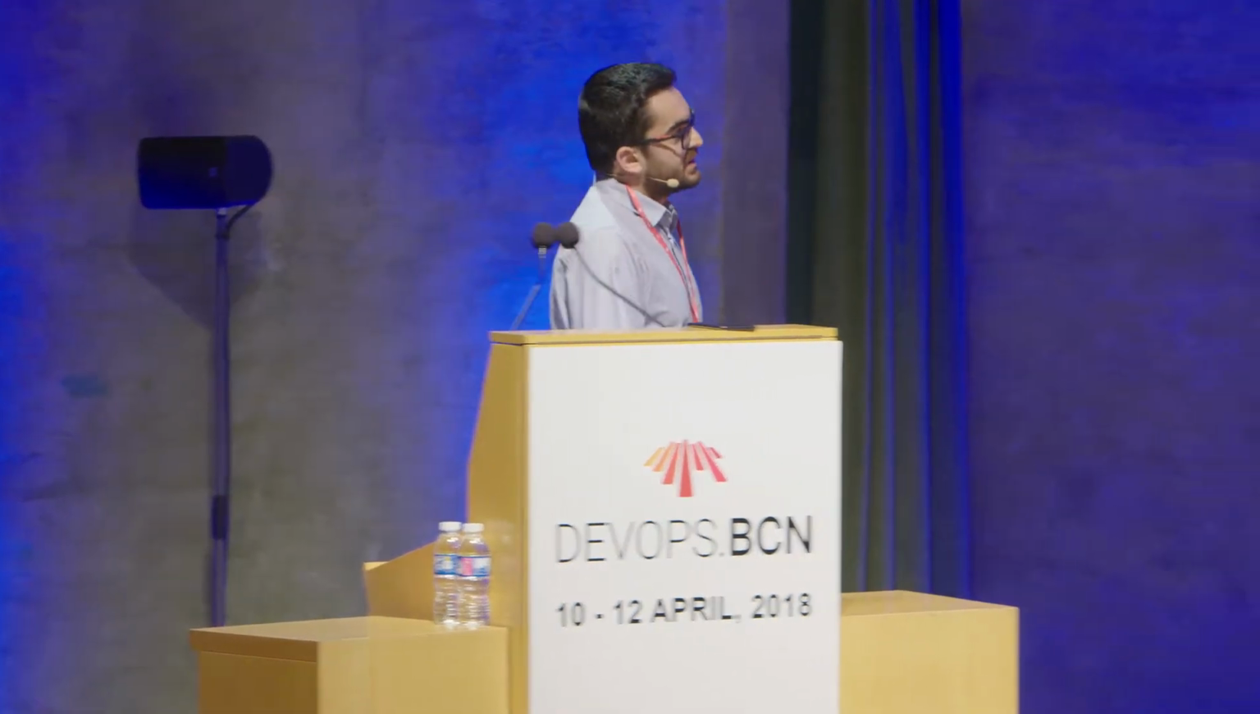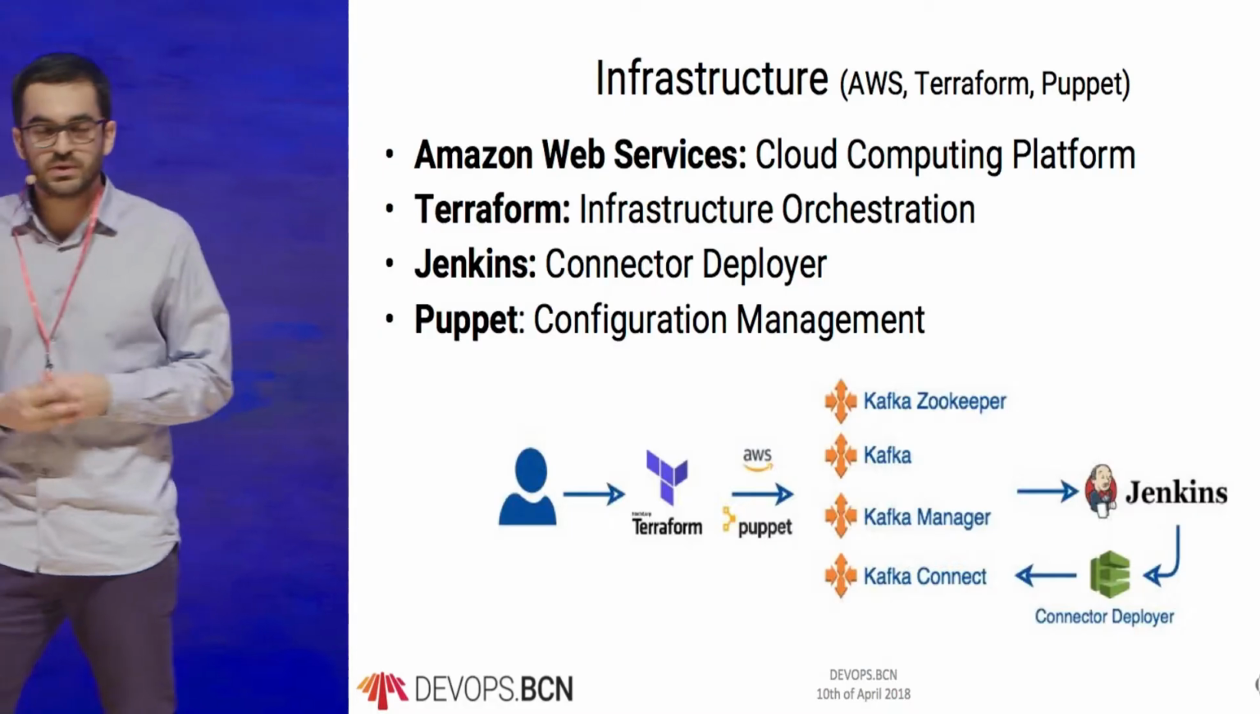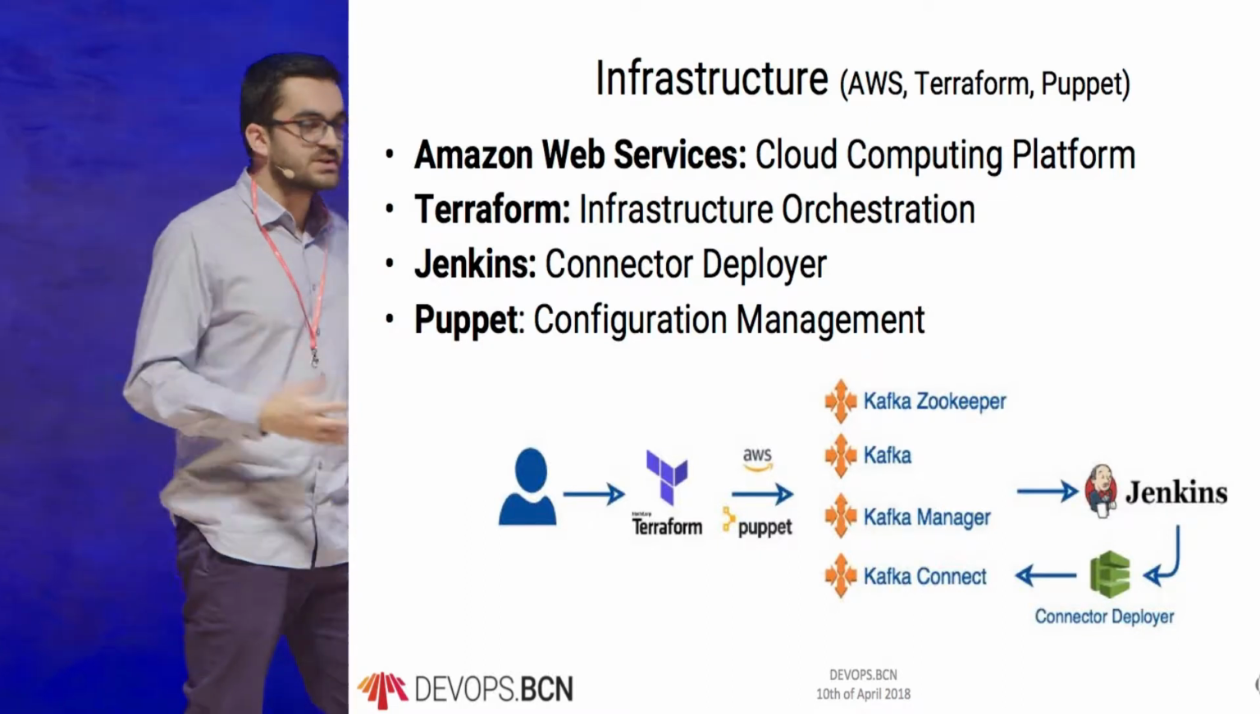The infrastructure part, as I mentioned, it's AWS. We chose AWS as our cloud computing platform because it gives us a lot of flexibility to scale our applications. We chose Terraform, which is a HashiCorp tool, which helps us to design and deploy our infrastructure as code, which is a great tool where you can just bring up a really big infrastructure with just one button.